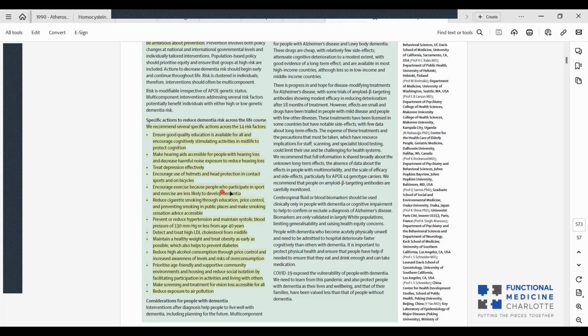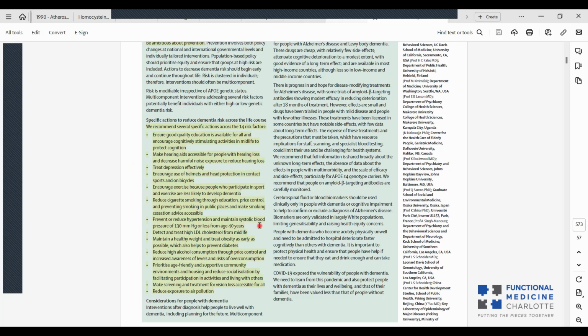Encourage exercise, because people who participate in sport and exercise are less likely to develop dementia. Why? Because movement is life for the brain. When you're exercising and moving, you're driving the brain battery. So keep moving as long as you can. Don't smoke. Prevent and reduce high blood pressure.